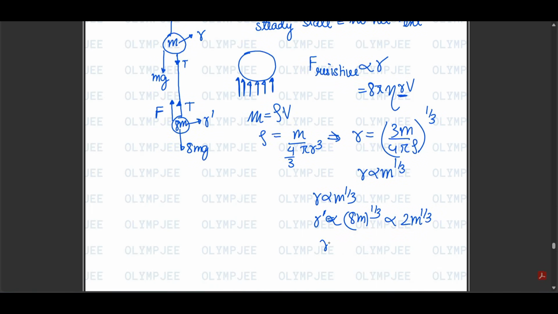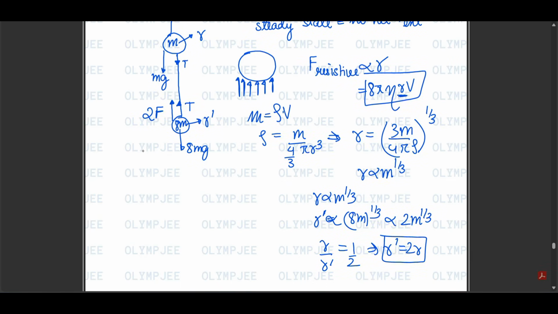So R by R dash would be equal to 1 by 2. So R dash is equal to 2R. That means that the radius of this 8M ball is double the radius of this. So the force on this would be 2F, right? Because the force was proportional to R, right?